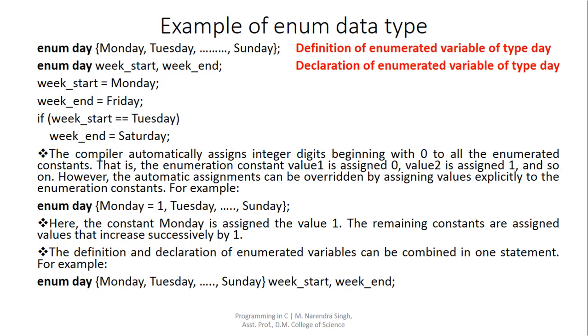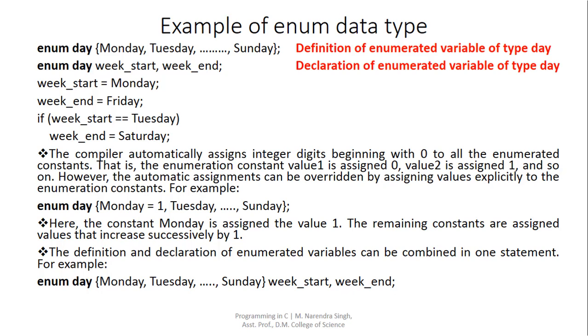Now the enumeration constant Monday will represent the value 1, Tuesday the value 2, and so on, and Sunday will represent the value 7. In the earlier example, the enumeration constants Monday to Sunday will represent values starting from 0, that is, Monday will represent 0, Tuesday will represent 1, and so on, and Sunday will represent 6. These are the automatic values. However, we can change these automatic values by assigning specific values inside the braces to the enumeration constants. Here the constant Monday is assigned the value 1. The remaining constants are assigned values that increase successively by 1. They don't have to be assigned separately.